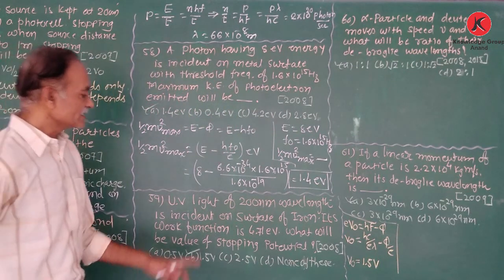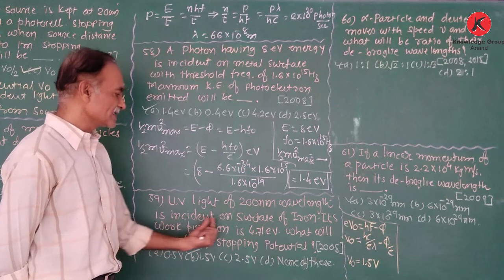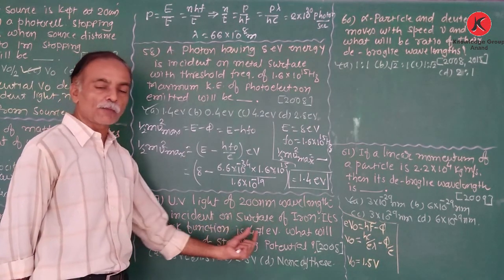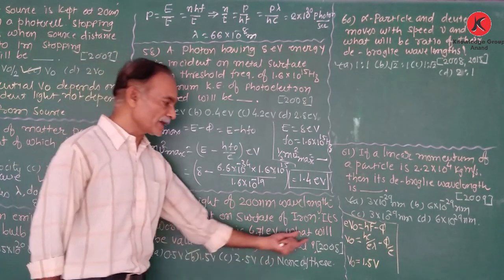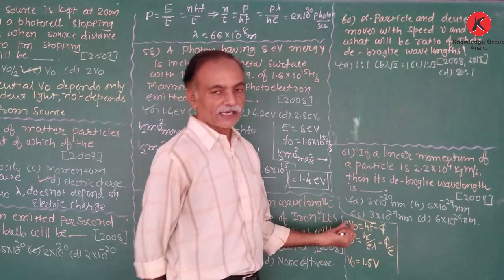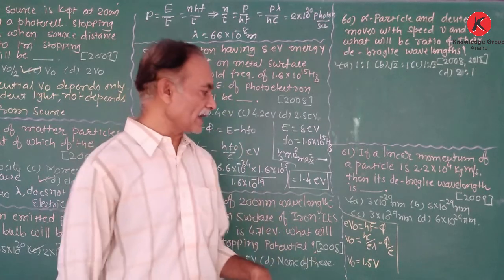Again, ultraviolet light of 200 nanometer wavelength is incident on the surface of iron. Its work function is 4.71 electron volt. What will be the value of stopping potential? Now, we have Einstein's photoelectric equation: eV0 is equal to hf minus phi.